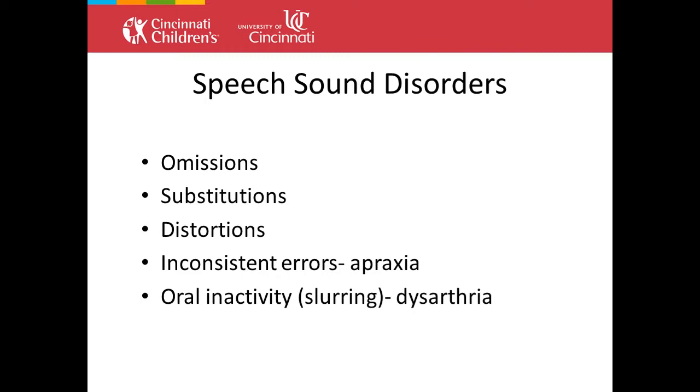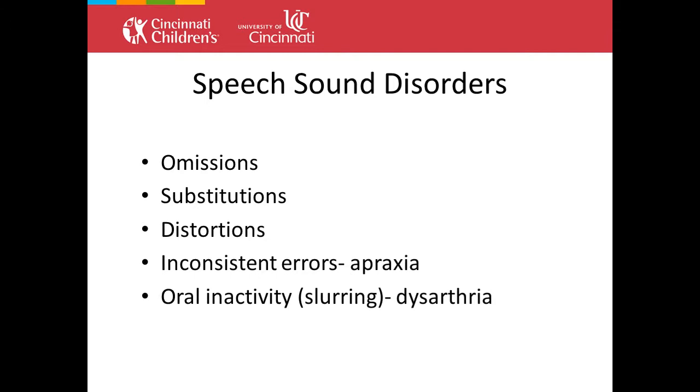The first thing that the child may do is omit the sound. So, for example, if the child is trying to say, "I ride the bus to school," the child may say, "I ride the bus to school," where most of the sounds were produced correctly, but some were omitted.